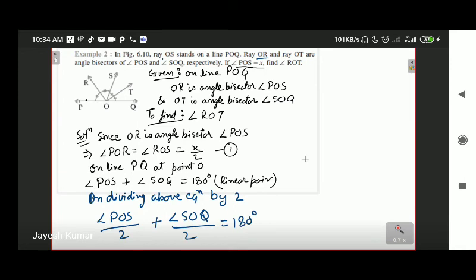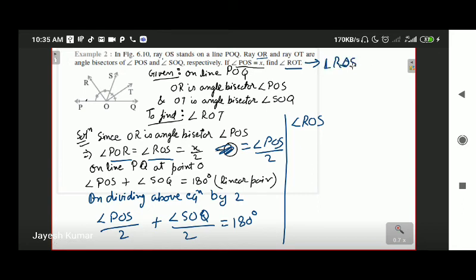Now we have already discussed that angle POS upon 2 is equal to angle ROS as well as POR. I am going to take it as angle ROS. Why? Because angle ROT can be reduced to the sum of angle ROS plus angle SOT. Angle ROT can be reduced as the sum of angles ROS and angle SOT.